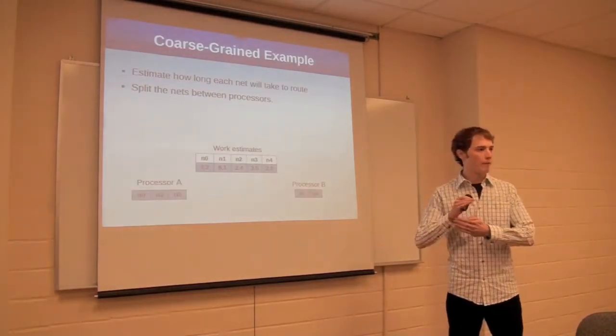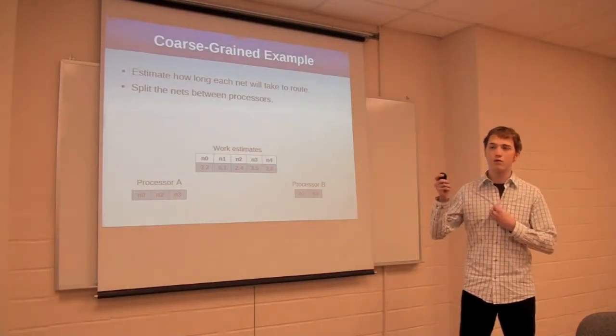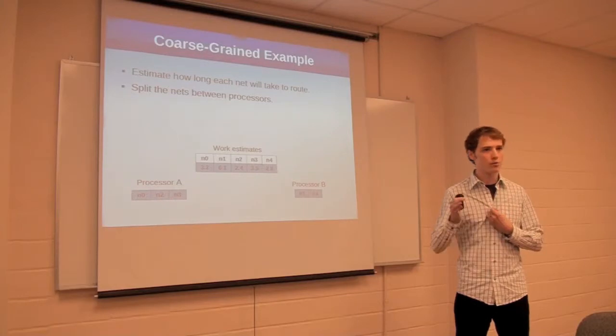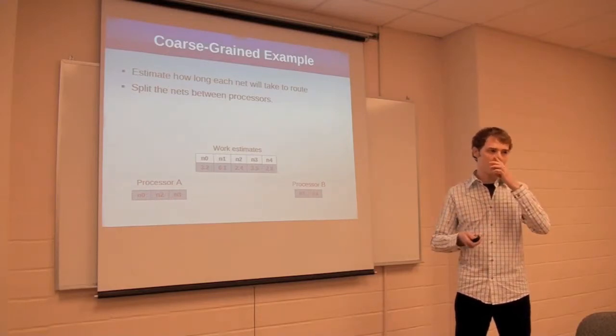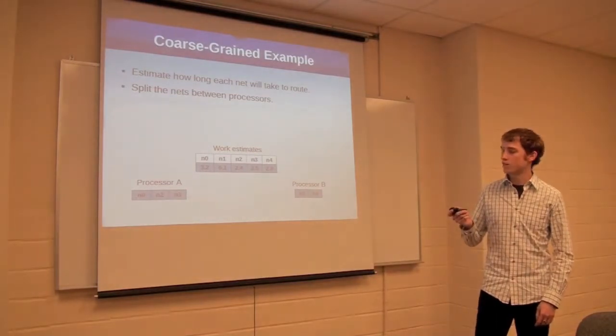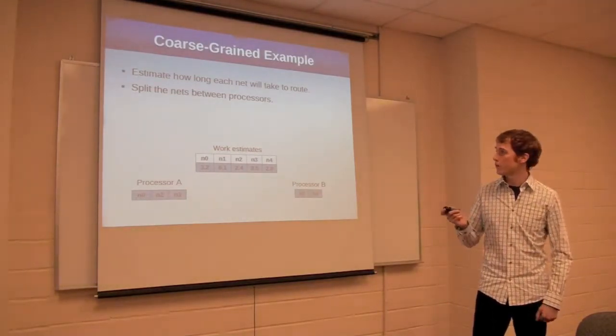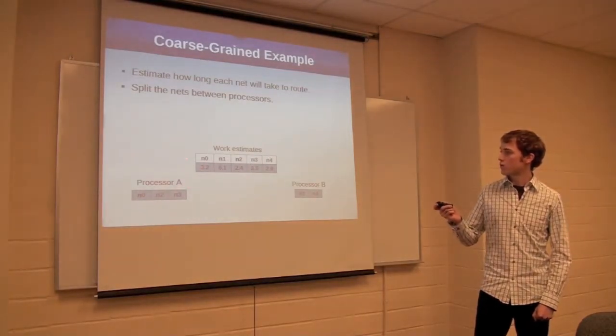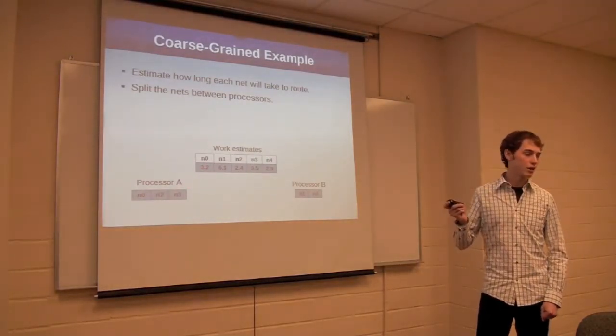Okay, so the basic idea of our approach is first we want to estimate how long each net will take to route. I'll talk about how we do that estimation in a couple slides. But the basic idea is if we have some estimation metric. So here we have 5 nets that we want to route. Each one has an estimation of how long it will take to route.